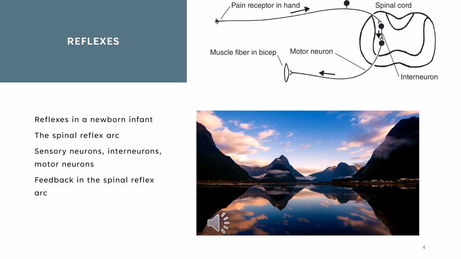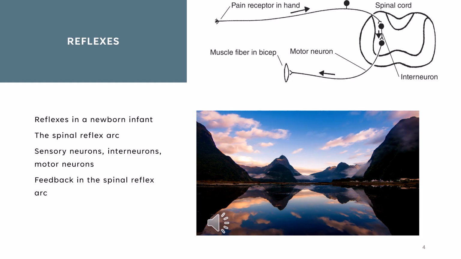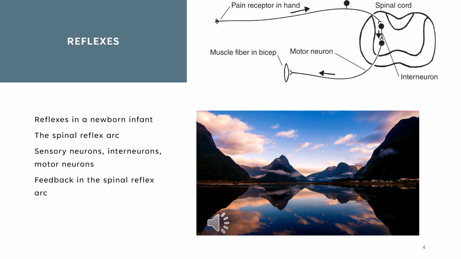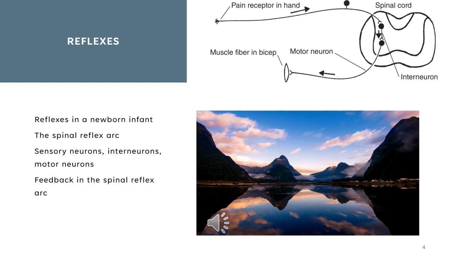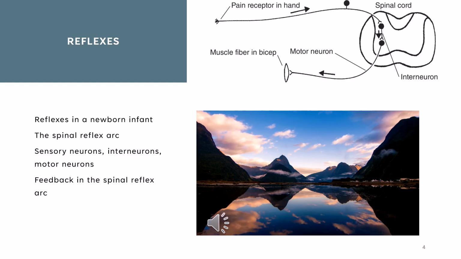And looking at the feedback in the spinal reflex arc, we look at negative feedback, which stabilizes posture, like a stretch reflex, or descending brain signals can also facilitate or inhibit spinal circuits. So the context of the reflex is what matters here.